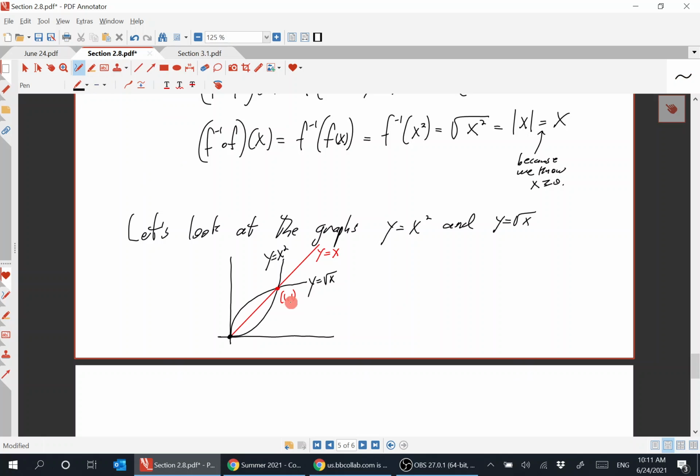And they have to meet where x is equal to y because f takes a to b and then f inverse takes b back to a. So the two graphs meet where f inverse of x is actually equal to x, along the line y equals x.